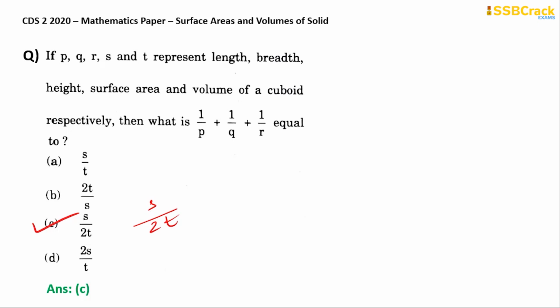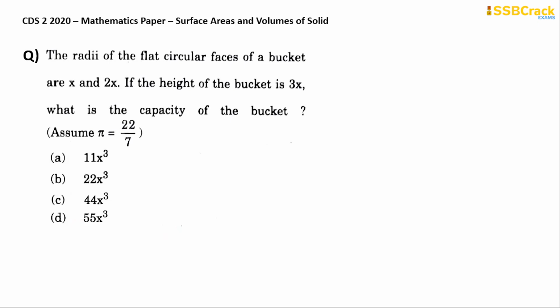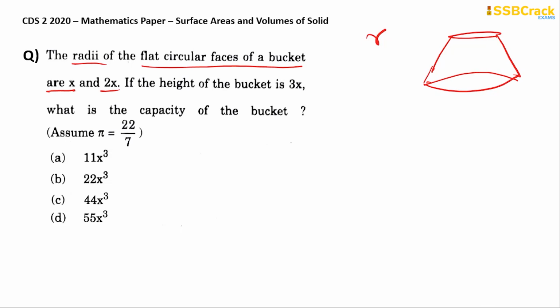Alright, coming upon the next question, and in this particular question we have the radii of flat circular faces of a bucket as x and 2x respectively, meaning radius 1 and radius 2, because you know the bucket is in the shape of what? It's a frustum of a cone, you know that. So there are 2 radii, respectively the top and the bottom circular faces. So we will just fix the notation, right? The upper radius say R1, the bottom surface radius say R2. So we have R1 value x, R2 value 2x as per the question.